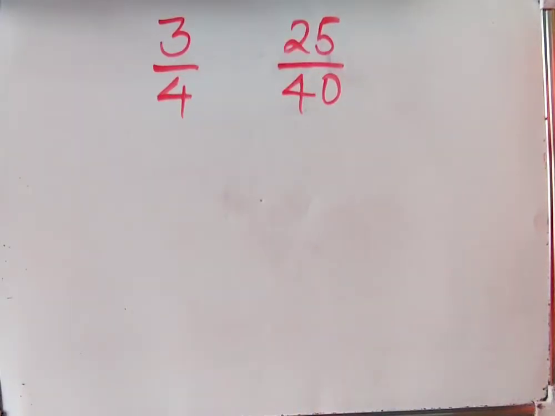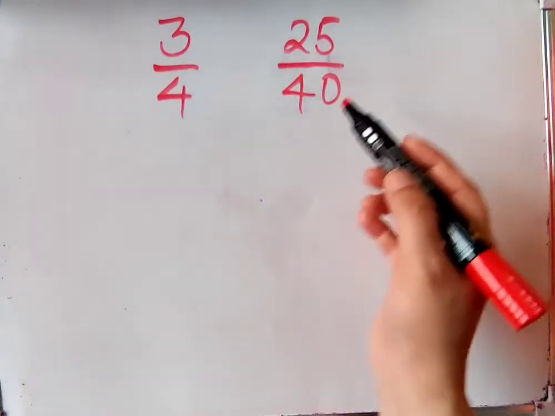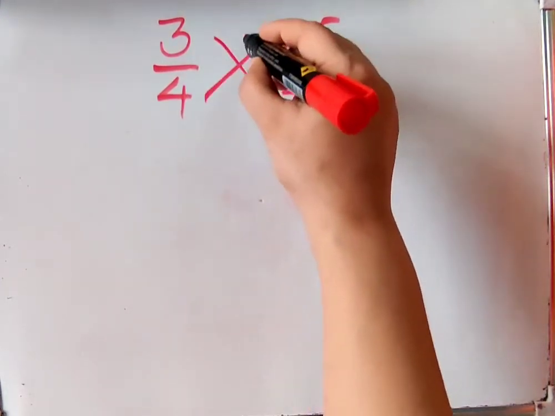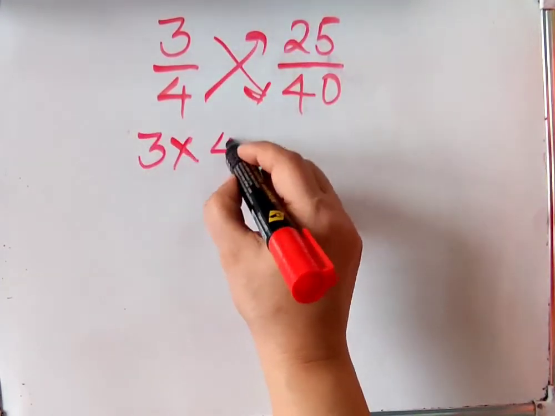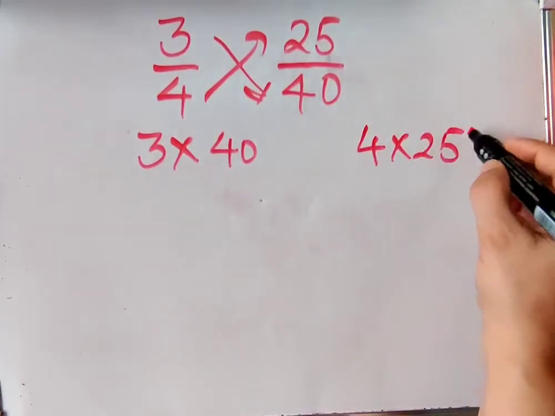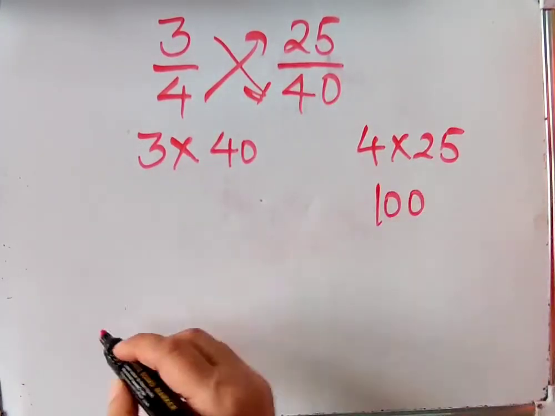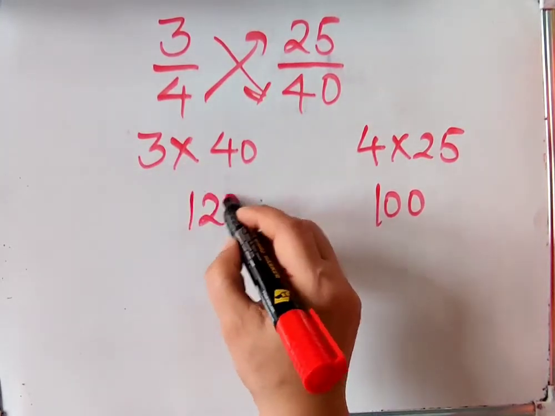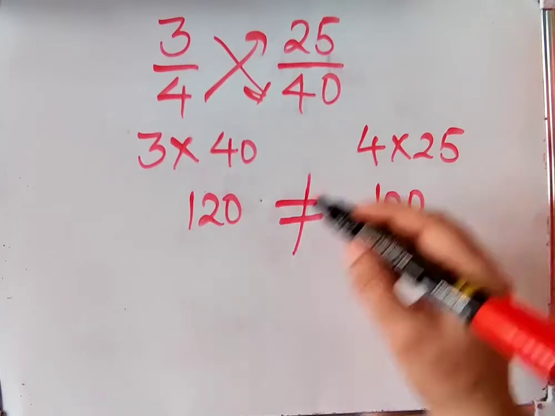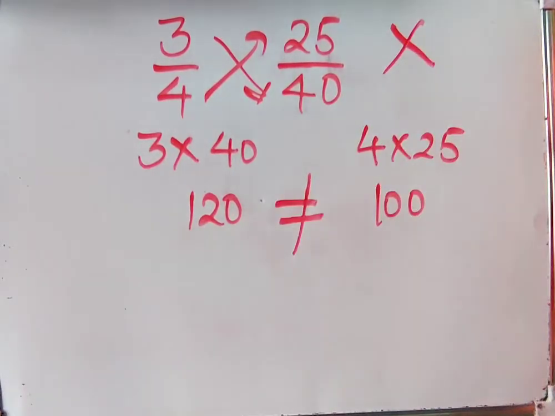Let us take another example. Here we are given 3 by 4 and 25 by 40, and you have to check the equivalency of these fractions. Thus we will cross multiply and check. So this is 3 into 40 and this is 4 into 25. 4 into 25 gives you 100 and 3 into 40 gives you 120. We see clearly that the products are not equal. Therefore, these are not equivalent fractions.